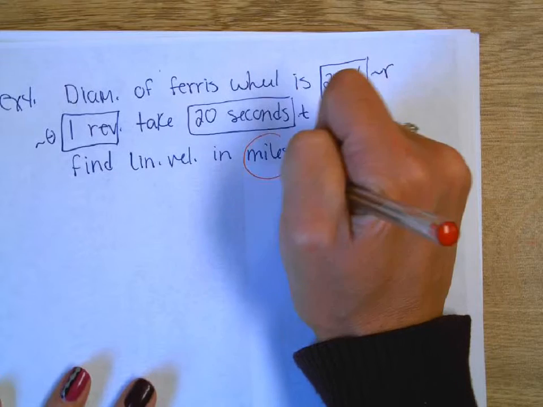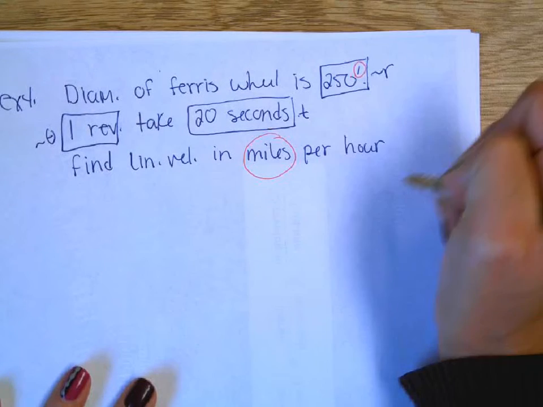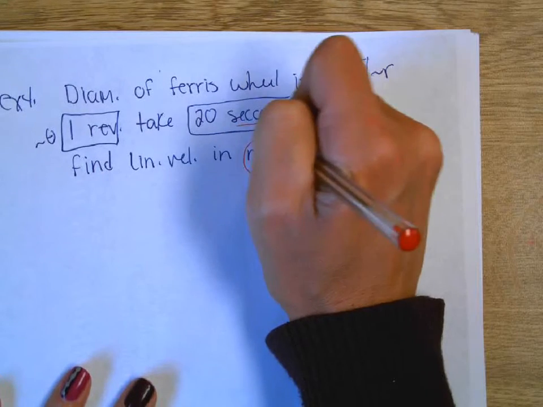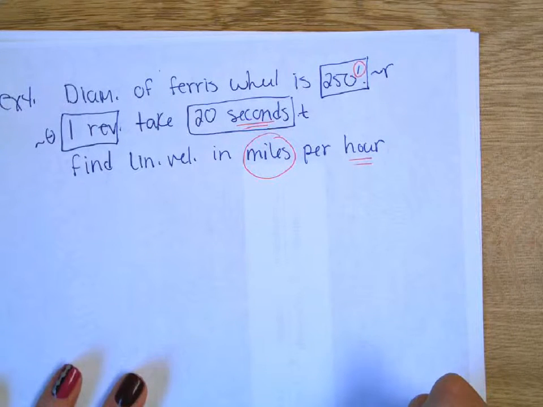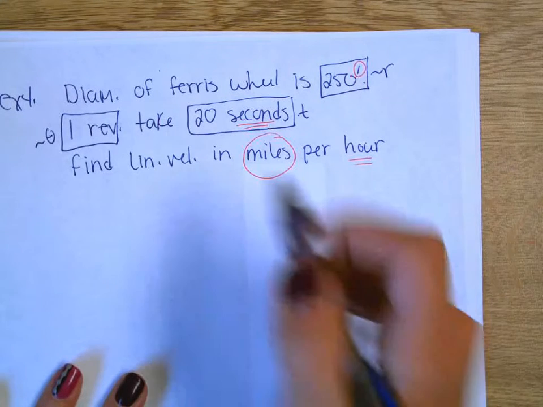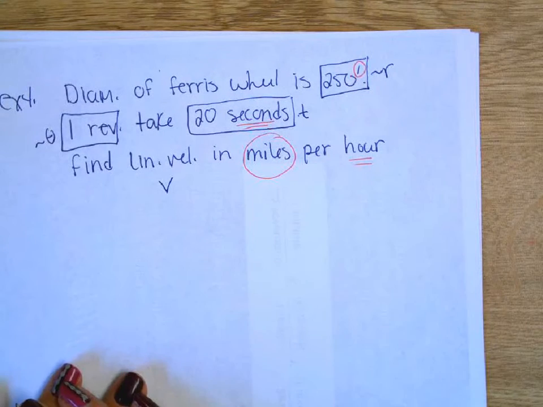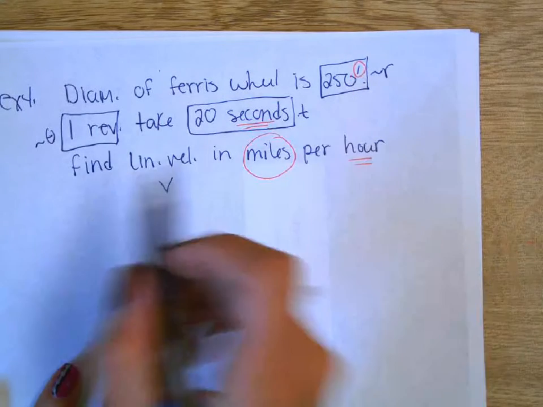We've got miles and feet. There's a red flag. We've got seconds and hours. There's my second red flag. So both of them are going to have to get adjusted. Awesome. And we're trying to find big V. I know, isn't that awesome? So, let's start with the radius.